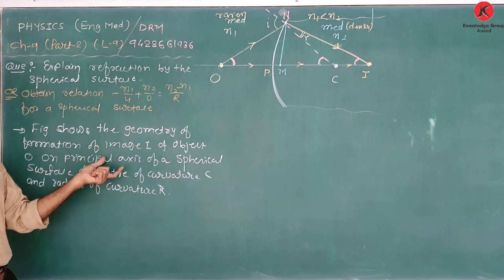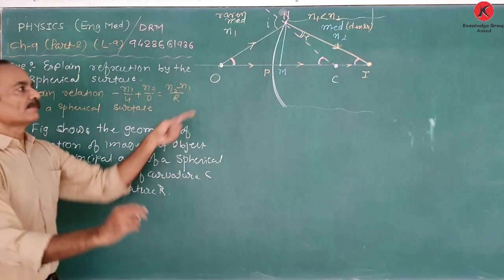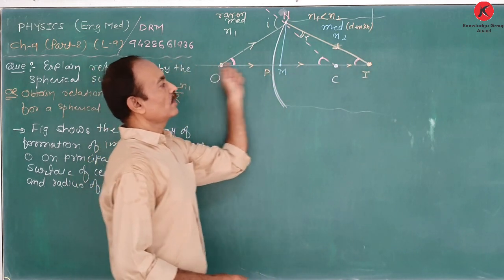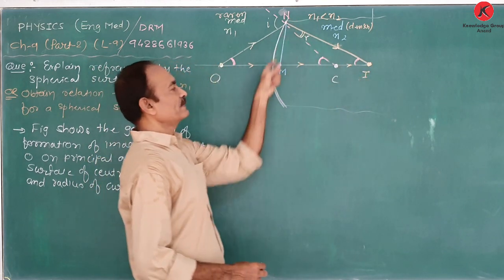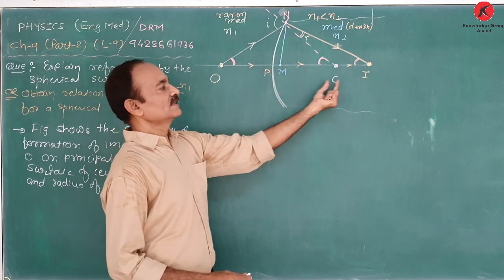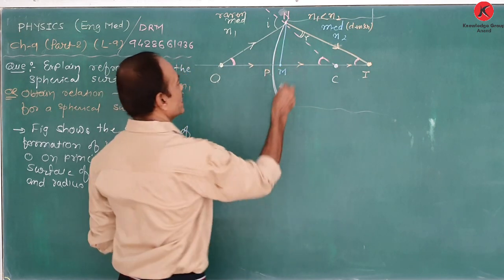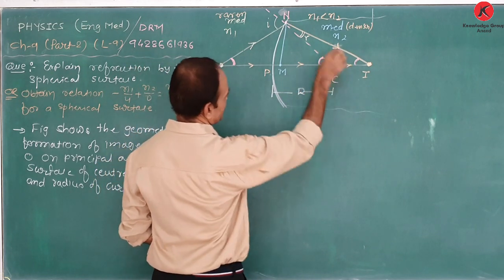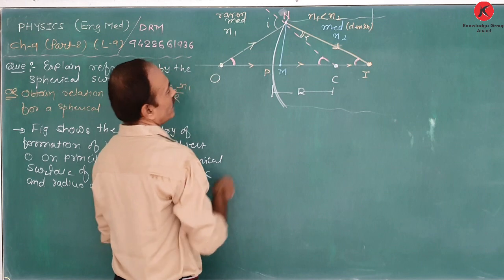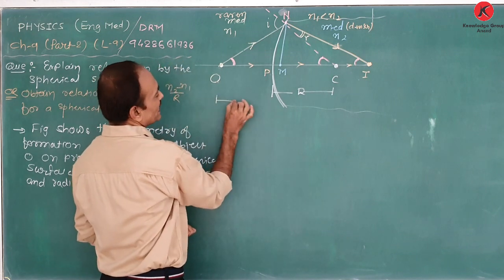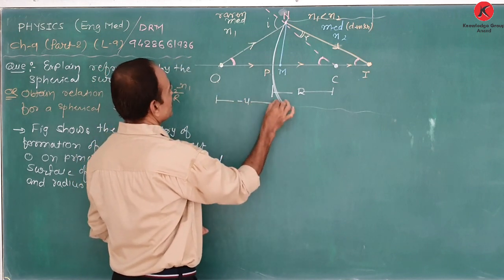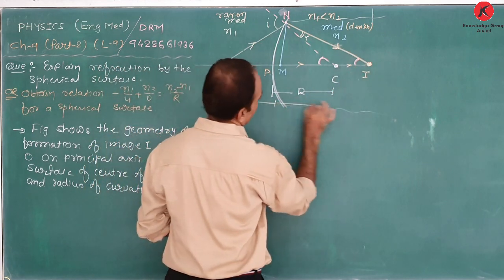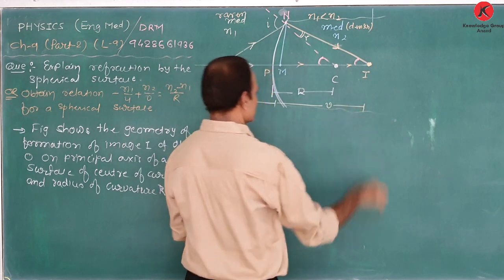Now listen, this is the description of the figure. The figure shows the formation of image I of point object O on the principal axis of a spherical curved surface with center of curvature C and radius of curvature R. The object distance is minus u, in the direction opposite to the incident ray. The image is formed here, so this is the image distance.